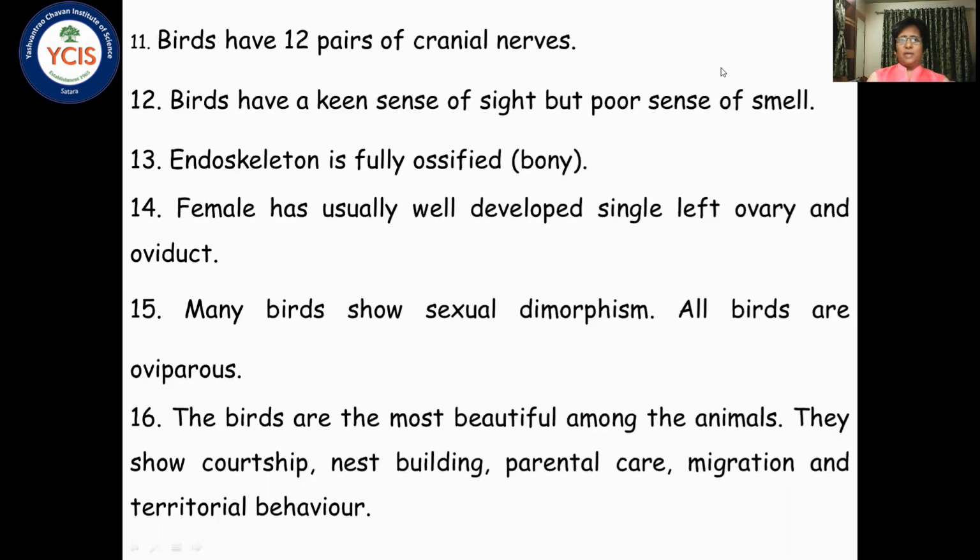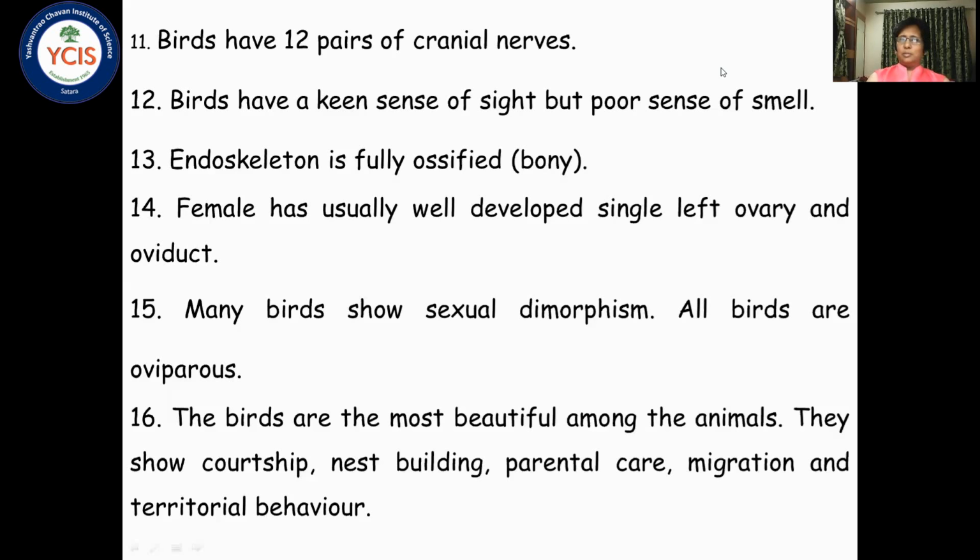Okay. The next one is the female has a well developed single ovary. That ovary is situated on the left side with the oviduct, and the right ovary is totally absent, but if it is present, then it is vestigial, or non-functional. Then next one, many birds show sexual dimorphism. All birds are oviparous.